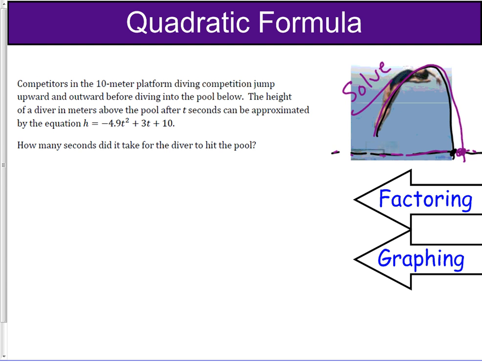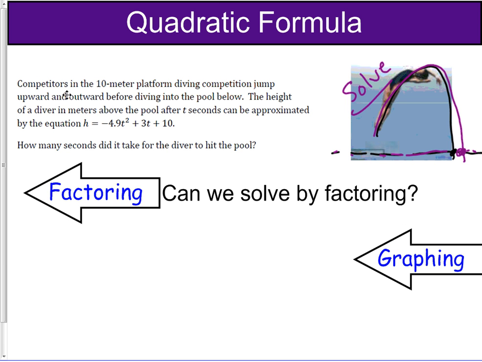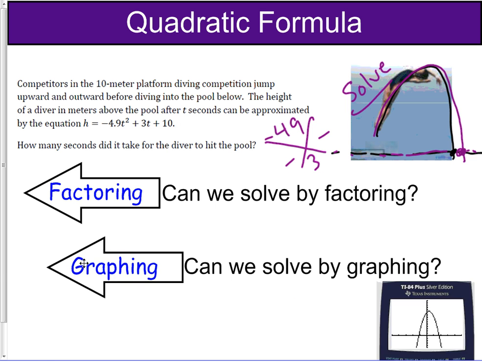Now, if we think about the ways we know to solve, one way is by factoring. If we look at this, could we factor it? Taking negative 4.9 times 10 would give us negative 49, and we would need a sum of 3. There are no two factors that give us a product of negative 49 and a sum of 3. So factoring is out.